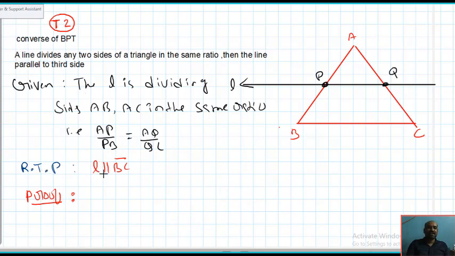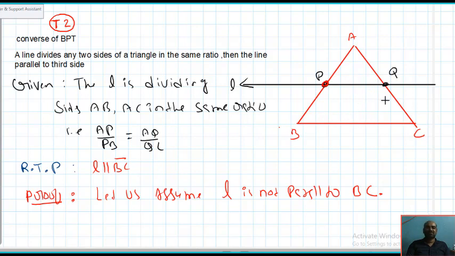Actually, what should we prove? L is parallel to BC. The indirect method of proof means what? We assume that it is not true: L is not parallel to BC. So let us assume L is not parallel to BC. The interesting thing is L is intersecting AB at P and AC at Q. If L is not parallel to BC, through this point you can draw a line parallel to BC only, no? Or through Q you can draw a line parallel to BC only, no?